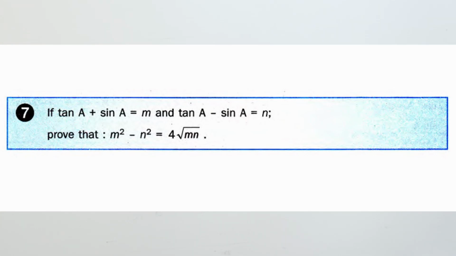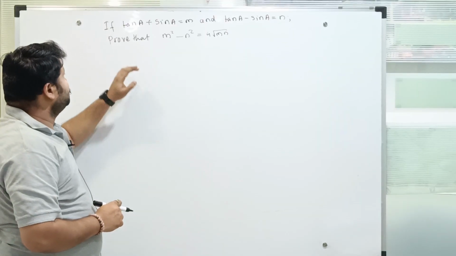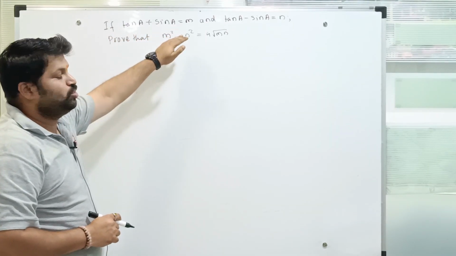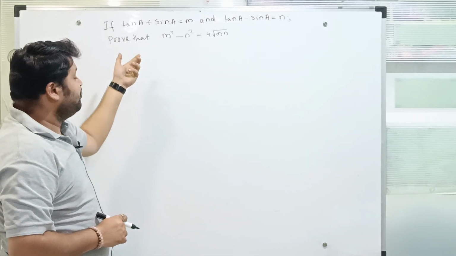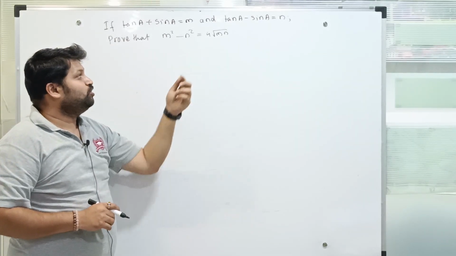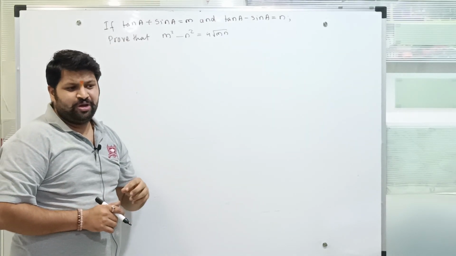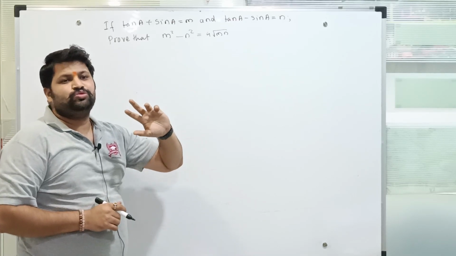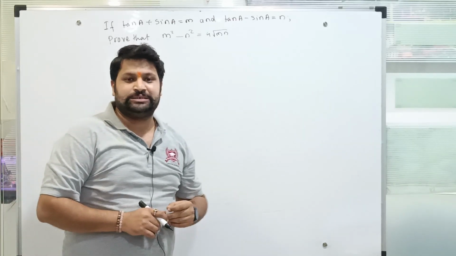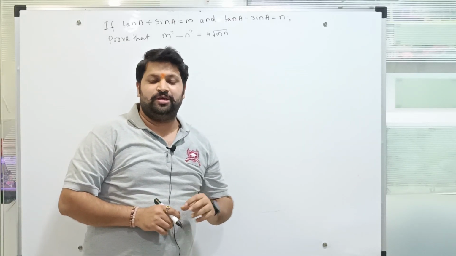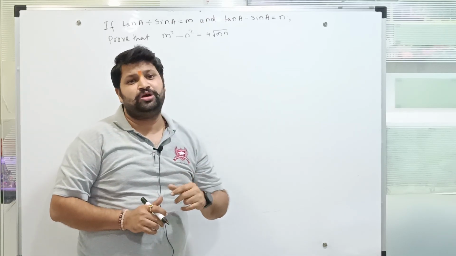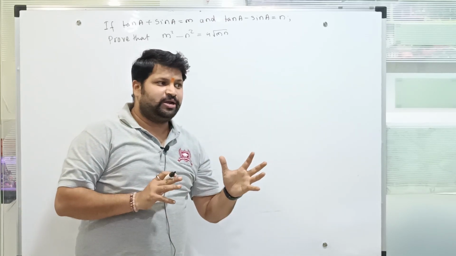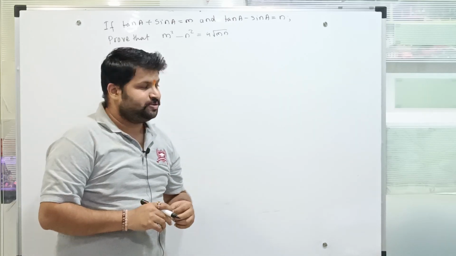Now let's see how we can prove this. The sum says tan A plus sin A is equal to m and tan A minus sin A is equal to n. And we have to prove that m square minus n square is equal to 4 root mn. Now this is somewhat similar to the elimination of theta sum that we did in the first part of this video. However, it is different. It has its own way of solving it.